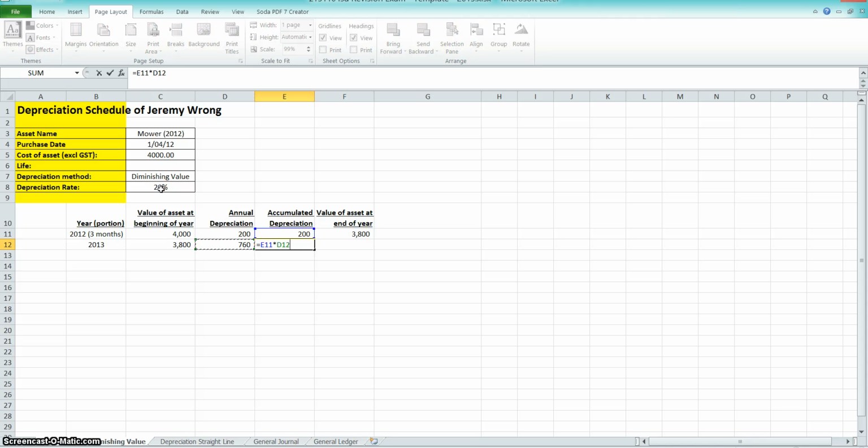Accumulated depreciation is last year's depreciation plus this year's. Equals that minus that. So value at the end is equal to value at the beginning minus your annual depreciation. Again, we could click and drag all of those down for however many years until we got to nil. But you don't need to in this question. You really only need that first amount because all we need to know is that annual depreciation for the 2012 year.